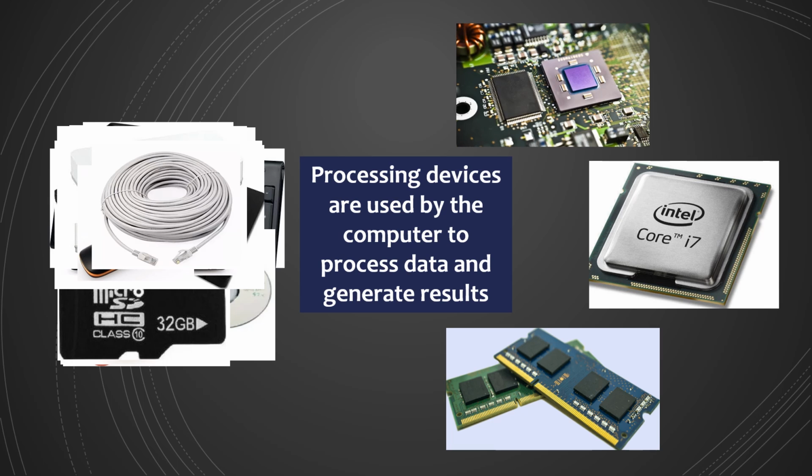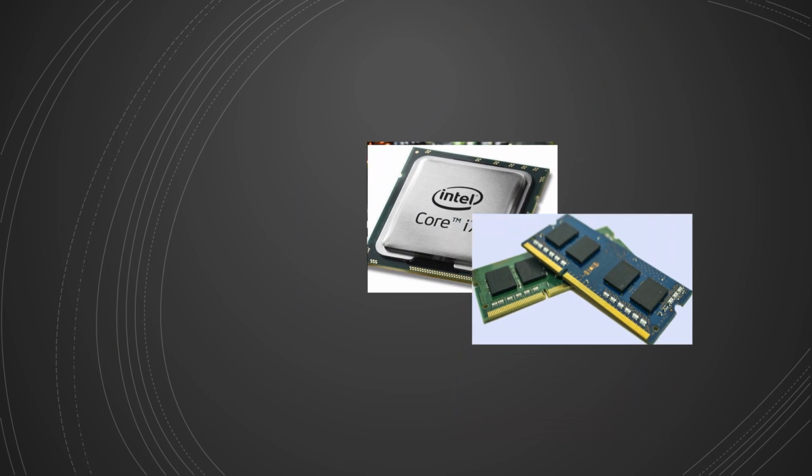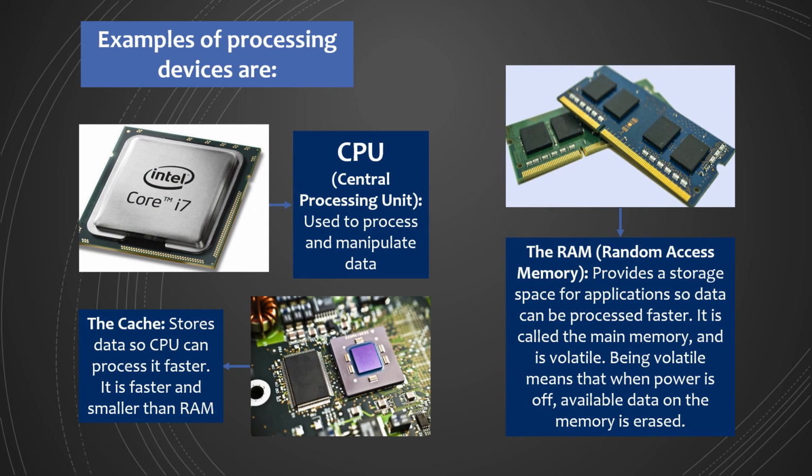Processing devices are used by the computer to process data and generate results. Examples of processing devices are the Central Processing Unit or CPU, which is used to process and manipulate data. The cache memory, which is used to store data so that the CPU can process it faster. It is faster and smaller than the RAM. The random access memory, which provides a storage space for applications so that they can be processed faster. It is also called the main memory or primary memory, and it is volatile. Being volatile means that when power is off, available data on the memory is erased.